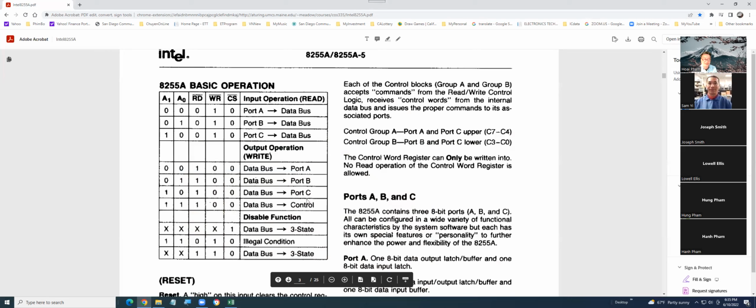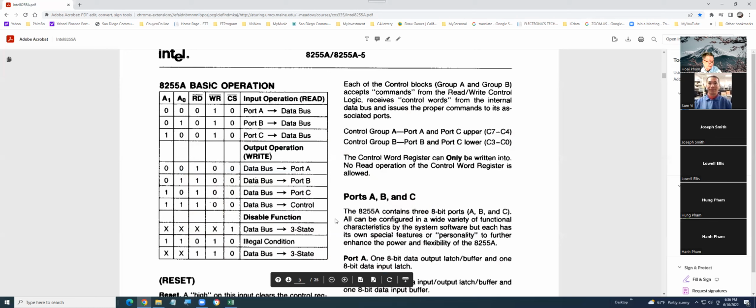That's the only thing you need. You can see chip select must be 0. However, if they add logic 1, the data bus goes to high impedance, or three-state. Okay?